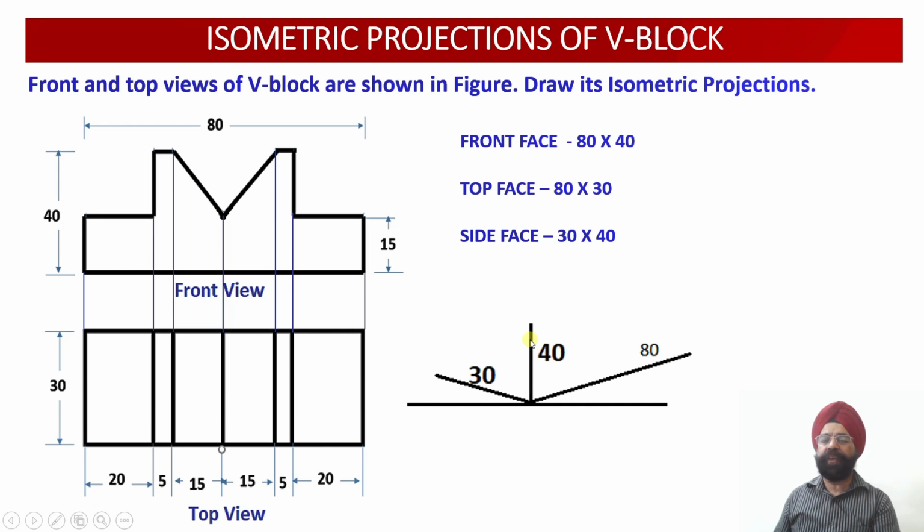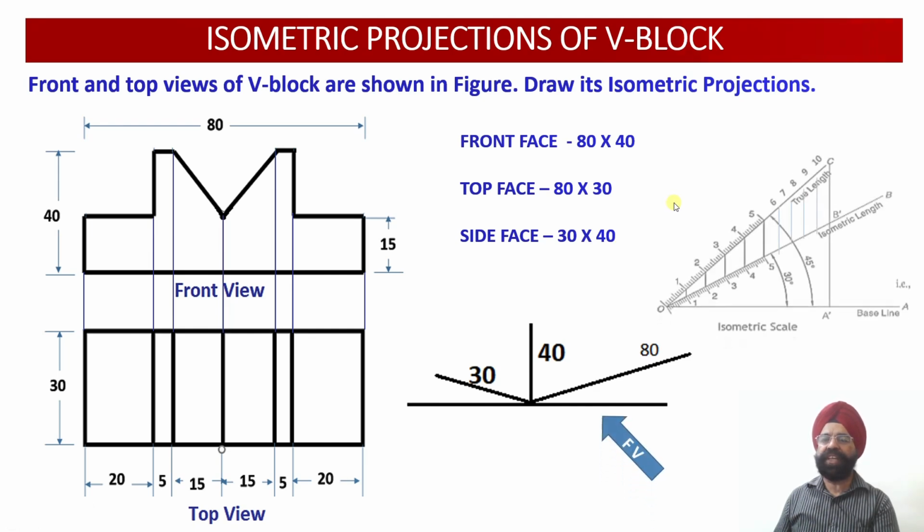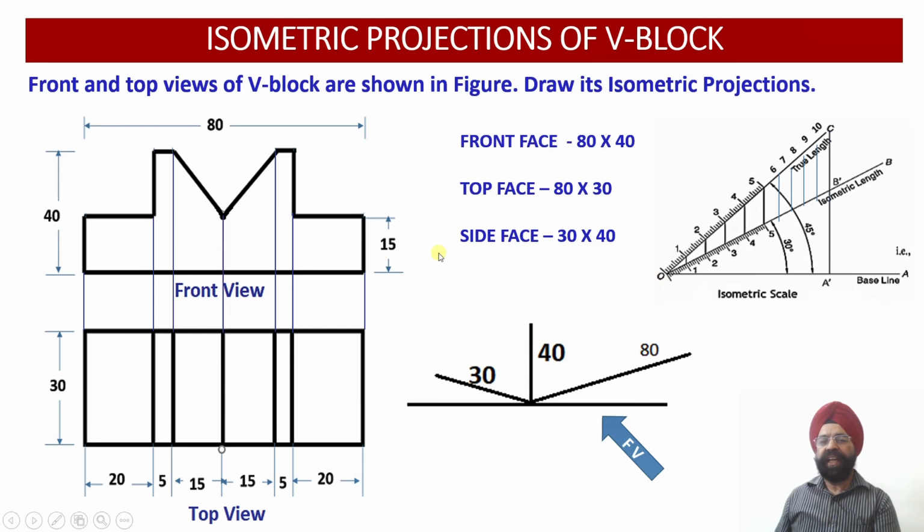So let us start with the construction of these three rectangular faces onto the isometric projection. In order to complete the construction of the isometric projection, the first thing is that whatever distances are available over here corresponding to the different components or the different elements of the solid.